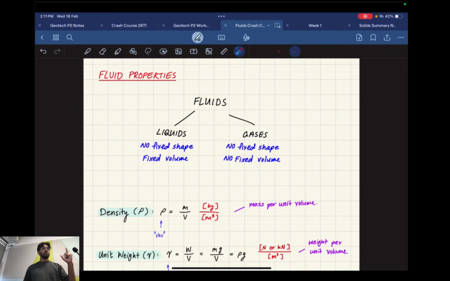So a fluid can be one of two things. It can be a liquid or it can be a gas. A liquid has no fixed shape. However, it does have a fixed volume. So this bottle over here, you see how the fluid has no fixed shape, it can move around in the bottle freely. However, it does have a fixed volume, which means the amount of volume that it has won't change. Gas has no fixed shape and no fixed volume. It's not too important, I'm just giving you guys some background knowledge.